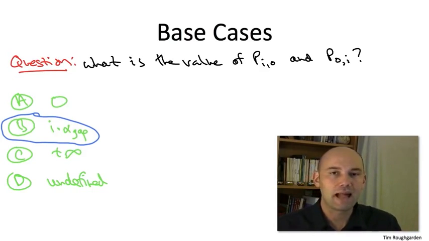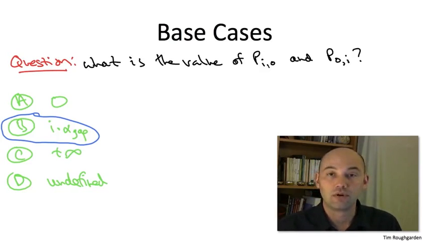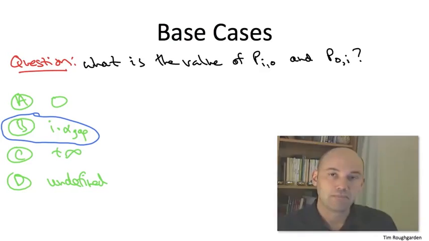Well, the optimal way to match any string to the empty string is you're just going to insert gaps into the empty string to equalize their lengths. And so if your string has length i, you need to insert i gaps. What's the penalty of that alignment? It's just i times the penalty for a single gap, and that's the answer here in B.